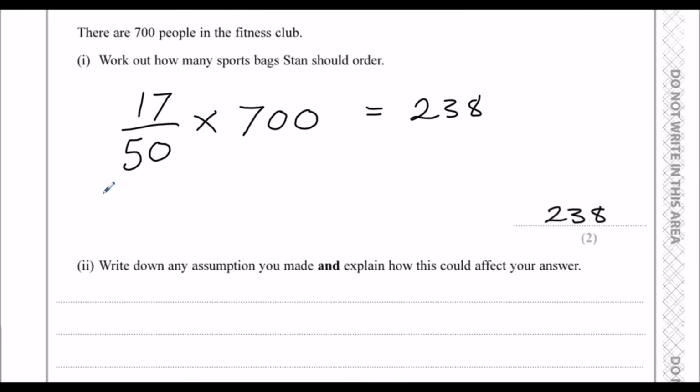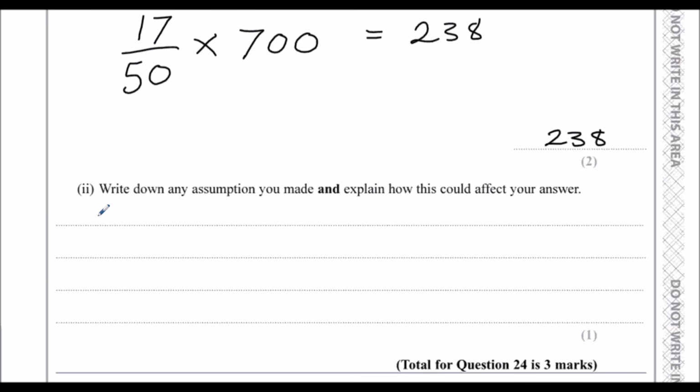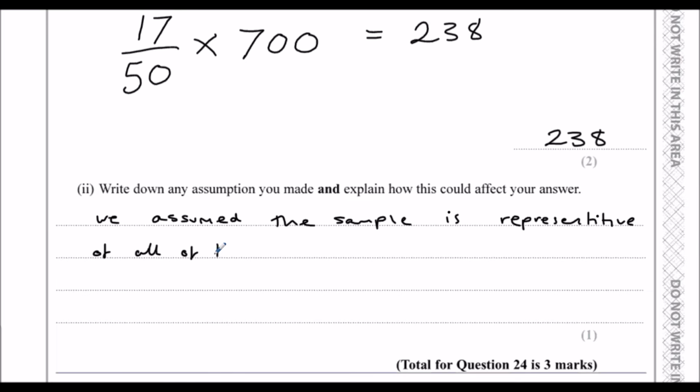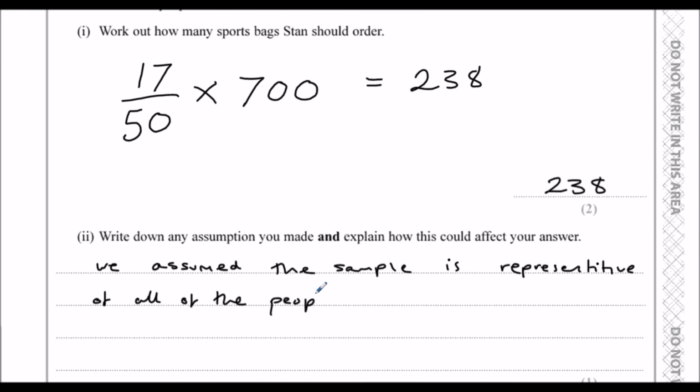Write down any assumption you made and explain how this could affect your answer. So we've assumed that the sample is representative of all of the members, all of the people in the club.